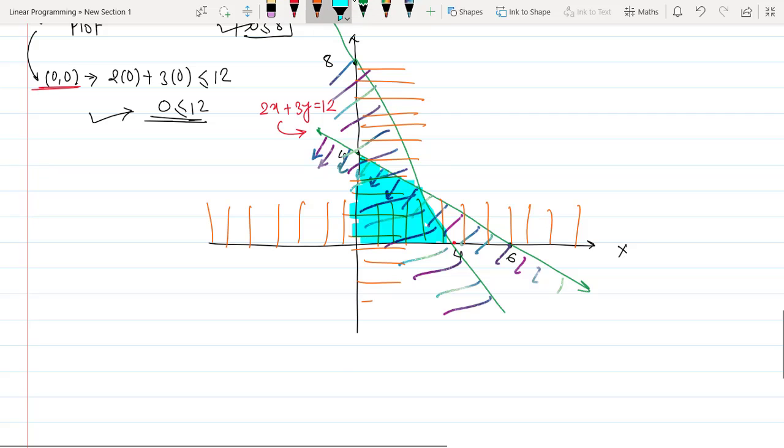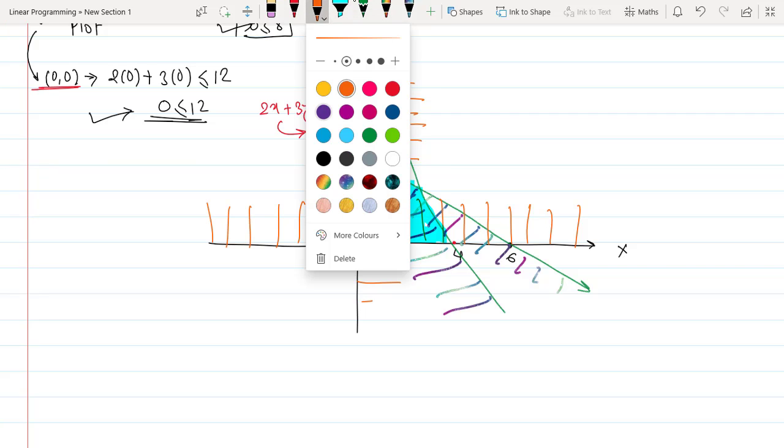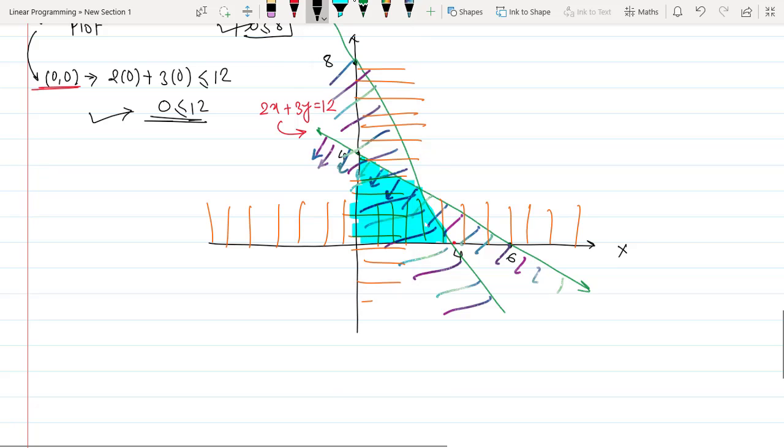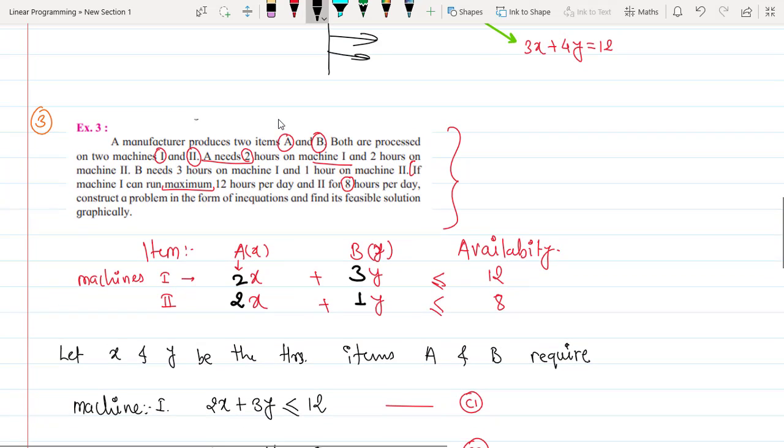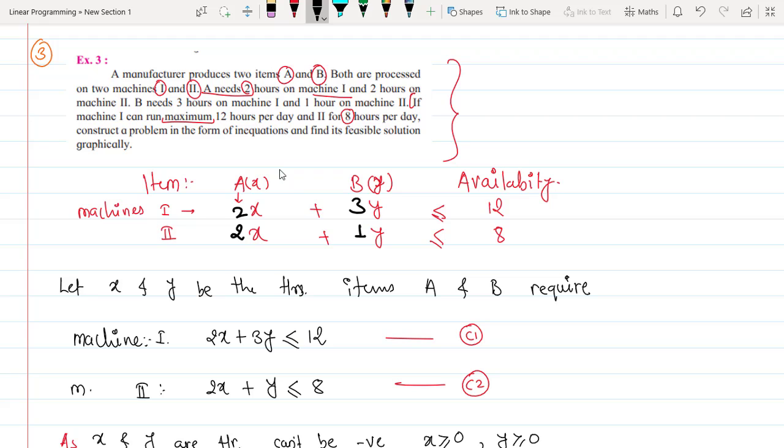What does it indicate? The conclusion is very important. You take any point in this feasible region and substitute in any of these four inequalities, and that will definitely satisfy the given inequality. This is the conclusion we can draw from this question. It will definitely satisfy less than or equals to 12 and less than or equals to 8.